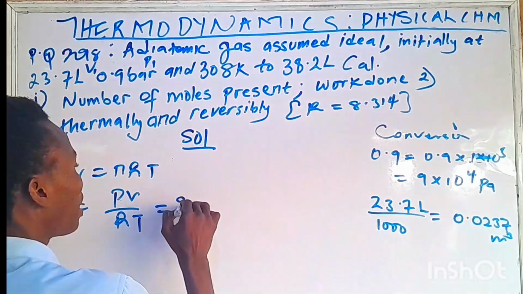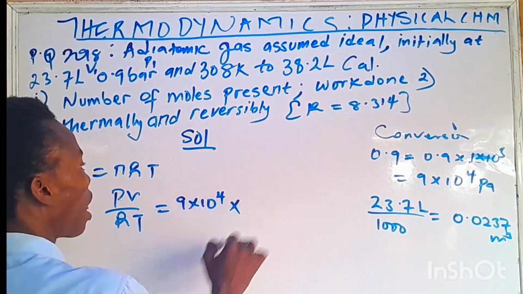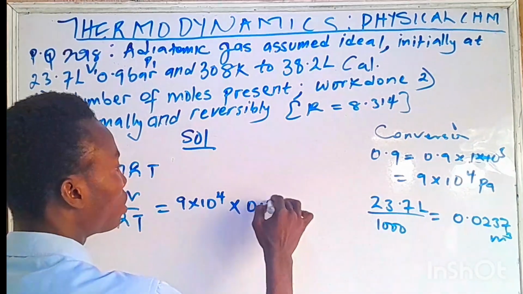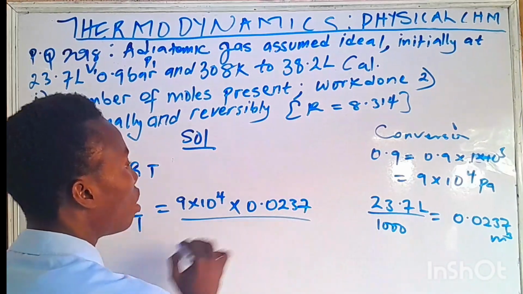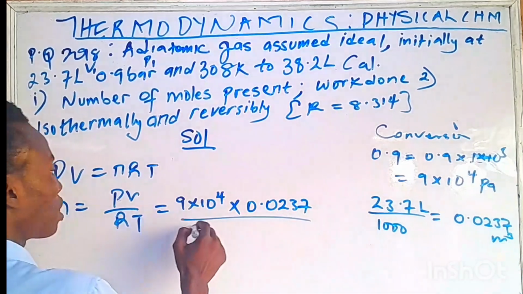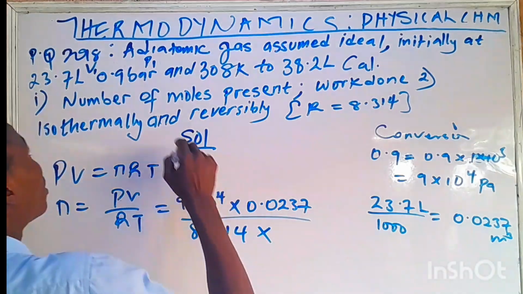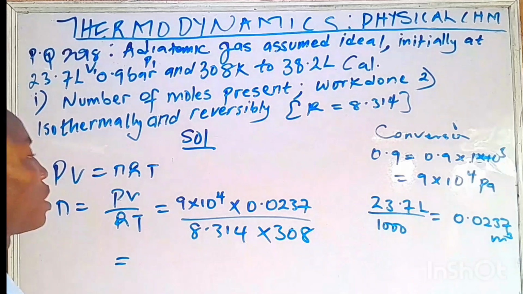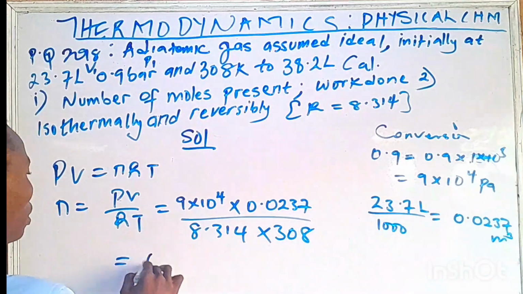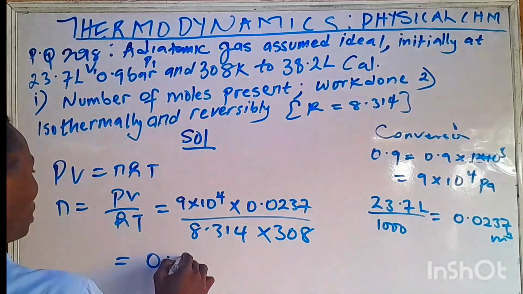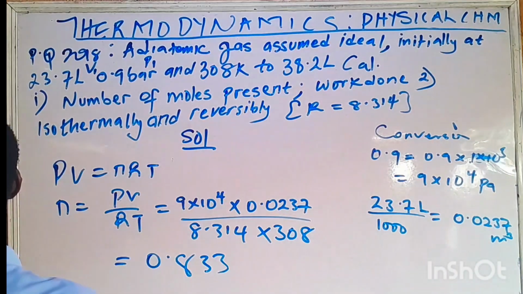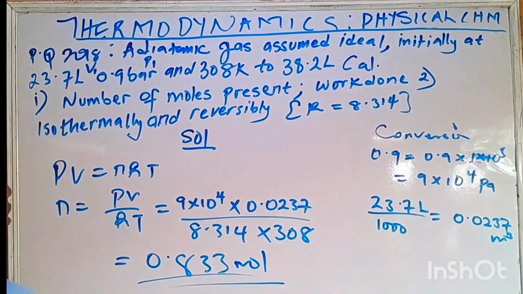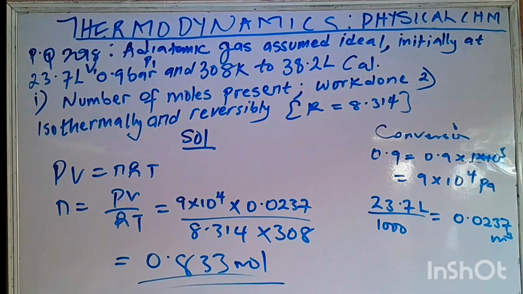Your pressure, which is 9 times 10 raised to power 4, times the volume 0.0237, all divided by the gas molar constant 8.314 times the temperature at which it is operating, 308. So when you do the arithmetic of everything here, what do you have? You are going to have 0.833, if I am not mistaken, 0.833 mole. That is the one you are going to have there.